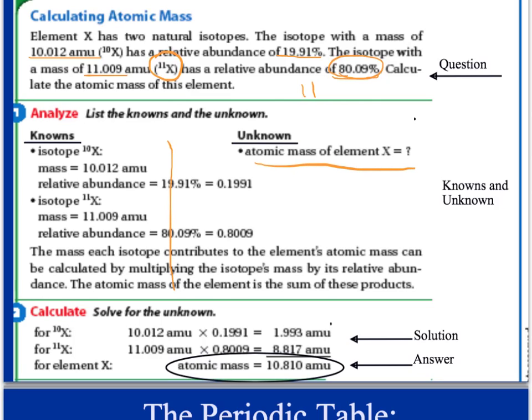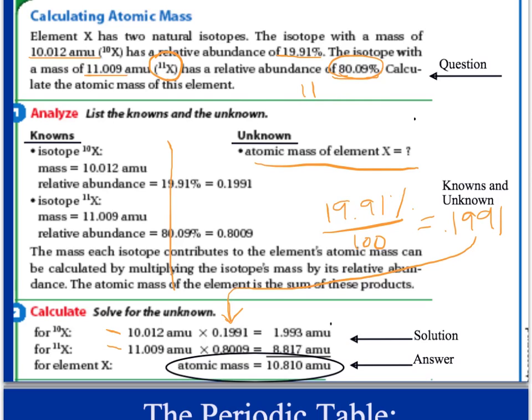Then the thing that we don't know is the average atomic mass. So what we're going to do is take the mass for each and multiply it by its percent abundance in decimal form. To get this into decimal form from a percent, we simply take the number, in this case 19.91%, and divide it by 100 to get rid of that percent, and we come out with 0.1991, and notice that is the same number that we see over here.